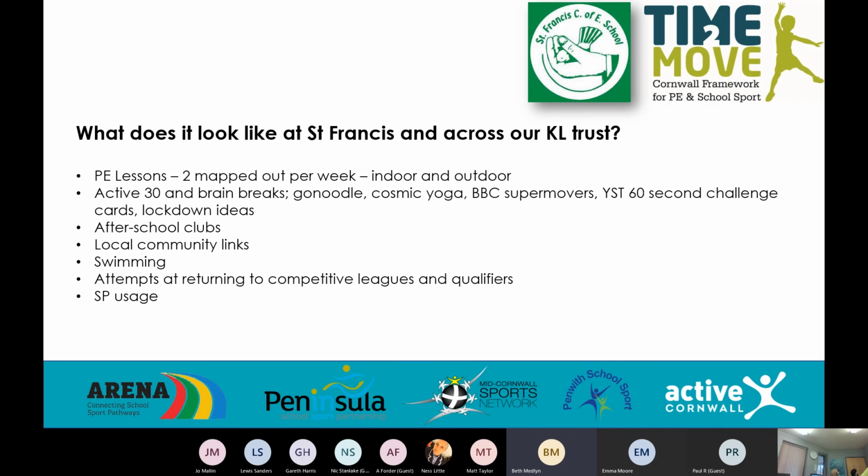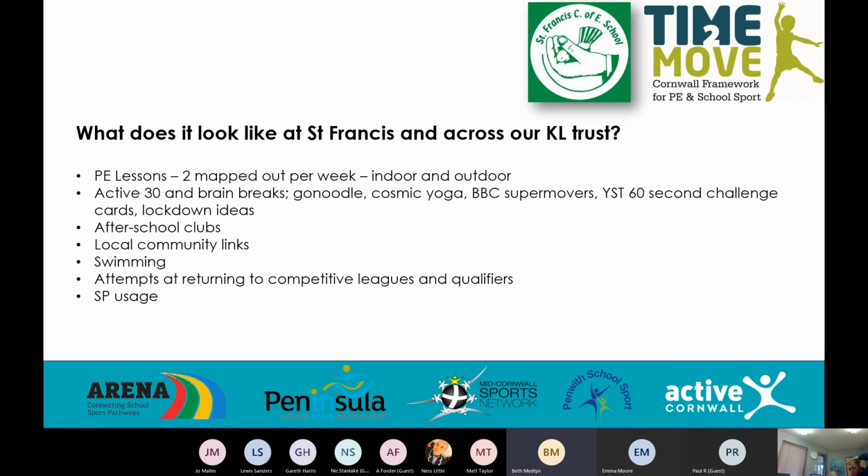Obviously there's Active 30 and Brain Break, so there's just a few there. Go Noodle, Cosmic Yoga, Super Movers. If you haven't come across them yet, they're great for inside the classroom because they use the football mascots to do the times tables, so very popular with the boys. The Youth Sports Trust 60-second challenge cards, if you haven't come across them yet, they're fantastic, especially for inside the classroom.